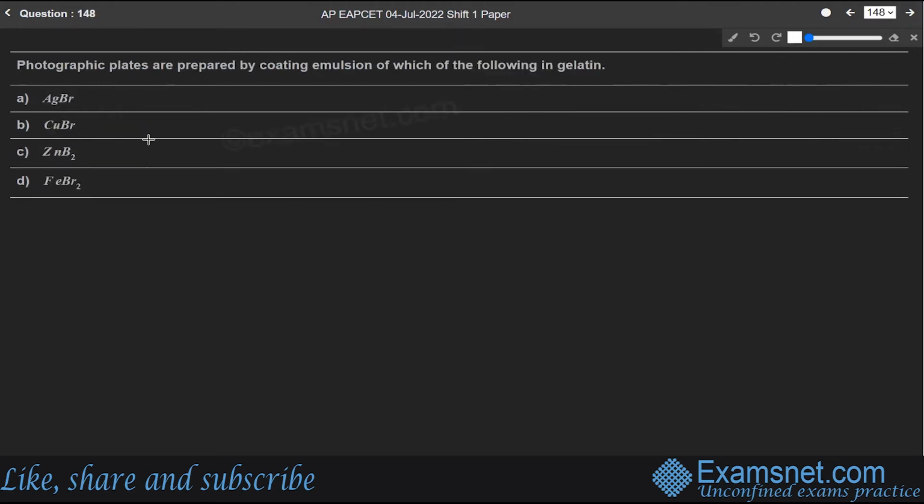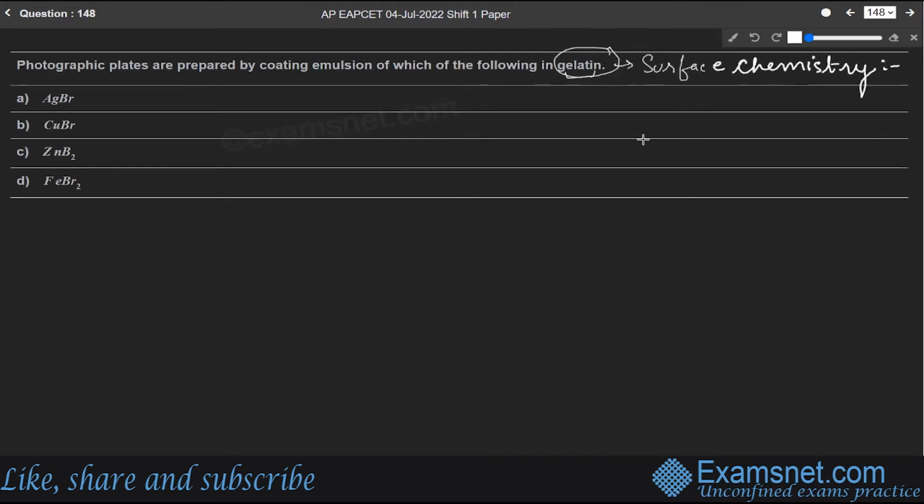Photographic plates are prepared by coating an emulsion of which of the following in gelatin? Again, this is a surface chemistry question mixed with a little bit of biochemistry, since gelatin is there. But yes, this is purely from surface chemistry. So how will you solve this surface chemistry question?